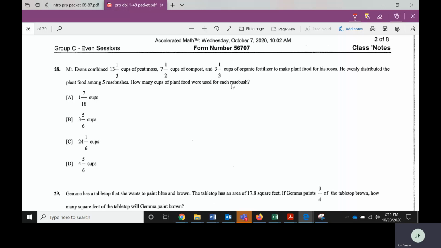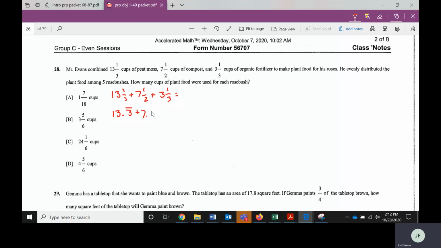Okay, so the first thing we need to do is we have the parts of the plant food, but we don't know how much actual plant food there is. Okay, so let's first do that. Well, if these are the parts of the plant food, let's add those up. Okay, so if we do that, we're going to have 13 point. If we go 1 divided by 3, that's 0.3 repeating, meaning 13.33333 and so on.